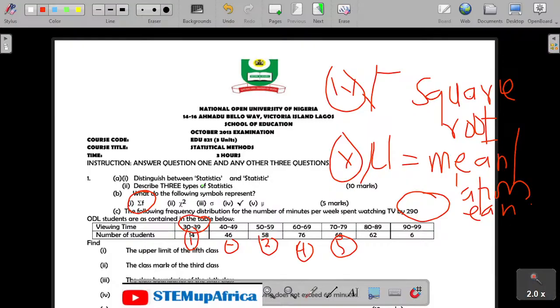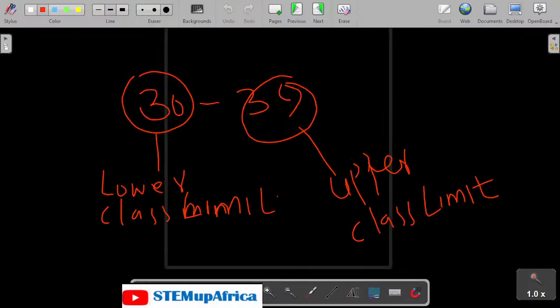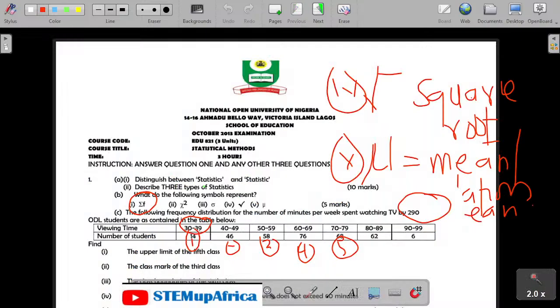So from this illustration, the first one is the lower class, the second one is the upper class. By mere looking at the question, you know that the upper class limit of the fifth class is simply 79, because 70 is the lower class, 79 is the upper class. You don't have to solve anything in this case.